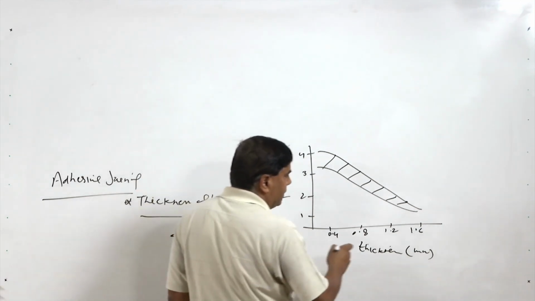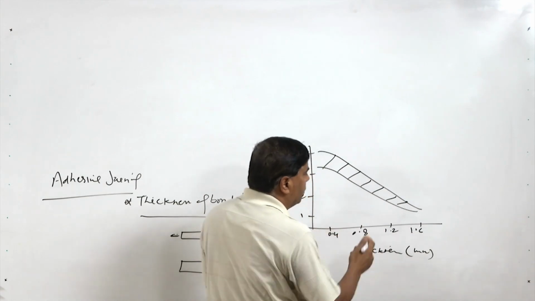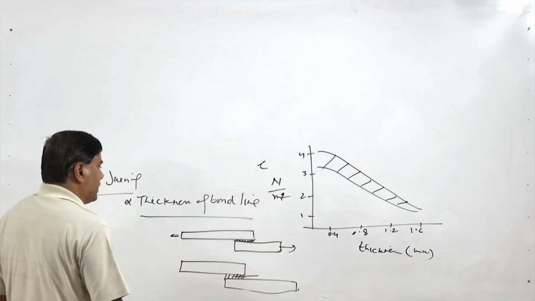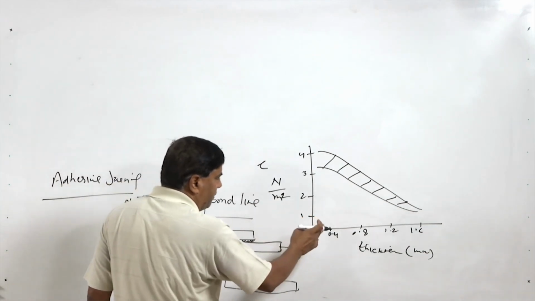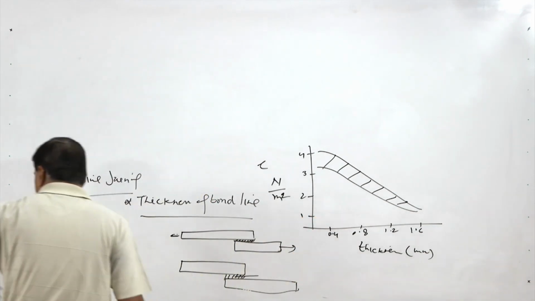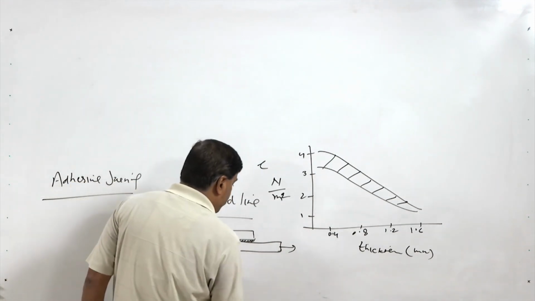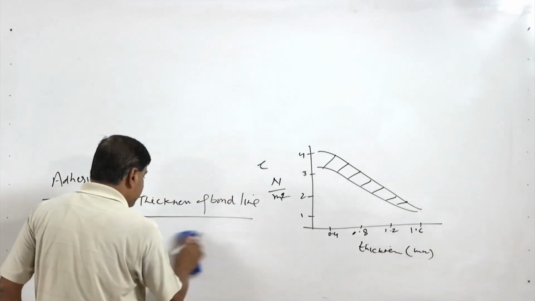So, in this case when the thickness of the adhesive is more, the joint strength decreases with the increase in thickness. So, it is best to have the minimum possible thickness of the bond line when it is uniformly distributed over the entire surface area.